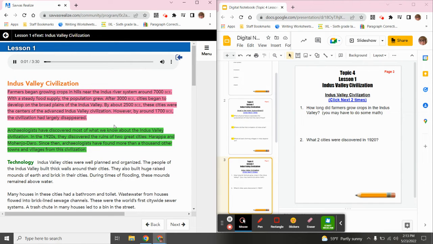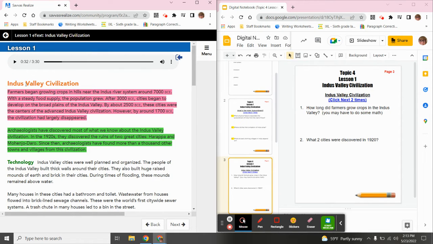Indus Valley Civilization. Farmers began growing crops in hills near the Indus River system about 7000 BCE. With a steady food supply, the population grew. After 3000 BCE, cities began to develop on the broad plains of the Indus Valley. By about 2500 BCE, these cities were the centers of the advanced Indus Valley civilization. However, by around 1700 BCE, the civilization had largely disappeared.